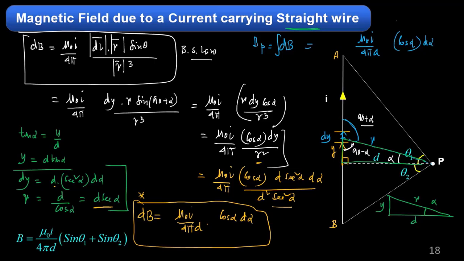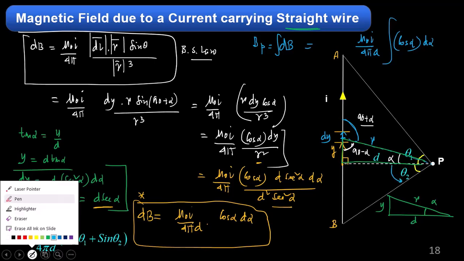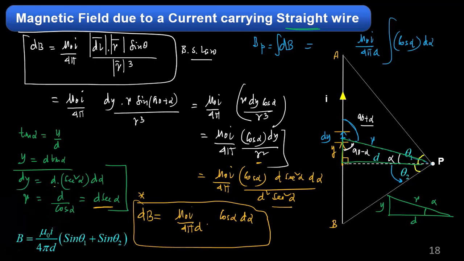Now I have to put the integration limits. To calculate the limits, first we move in this direction to get the value of theta 2, and then we move in the other direction to get the value of theta 1. For theta 2, I am moving in the anti-clockwise direction, and for theta 1, I am moving in the clockwise direction. So if theta 2 is negative, then theta 1 is positive, because both are in opposite directions. So in the limit, I put minus theta 2 to plus theta 1.